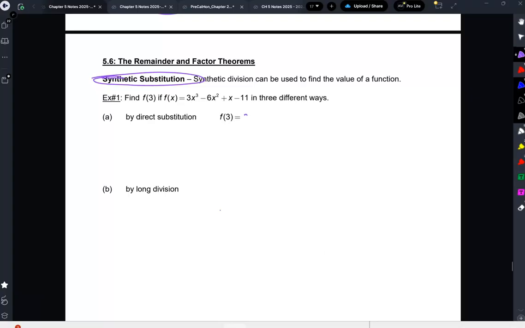So that would be 3 times 3 cubed minus 6 times 3 squared plus 3 minus 11. 3 times 27 minus 6 times 9 minus 8. This is 81 minus 54 minus 8. So f of 3 is 19. Okay, not bad, right? Nothing new.